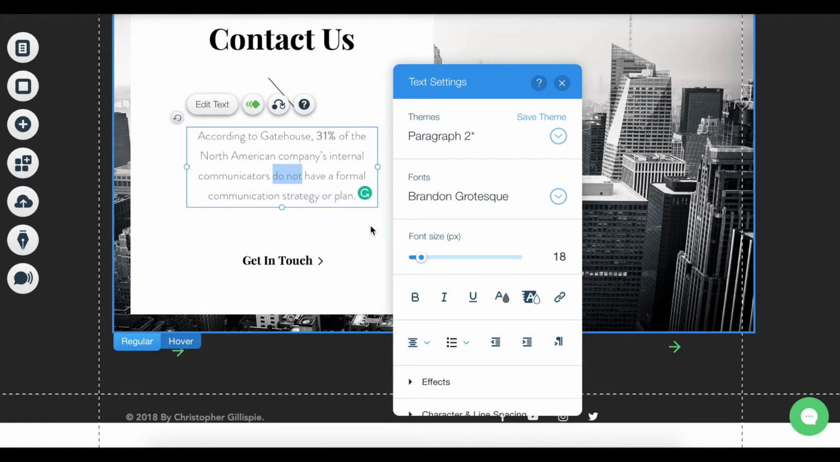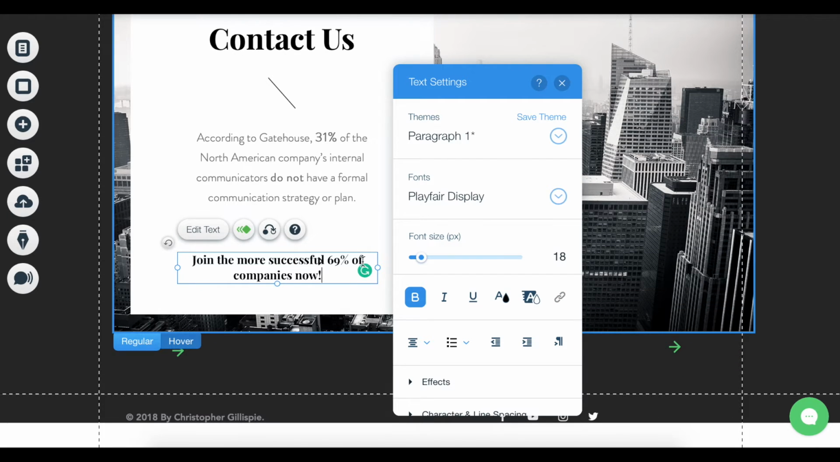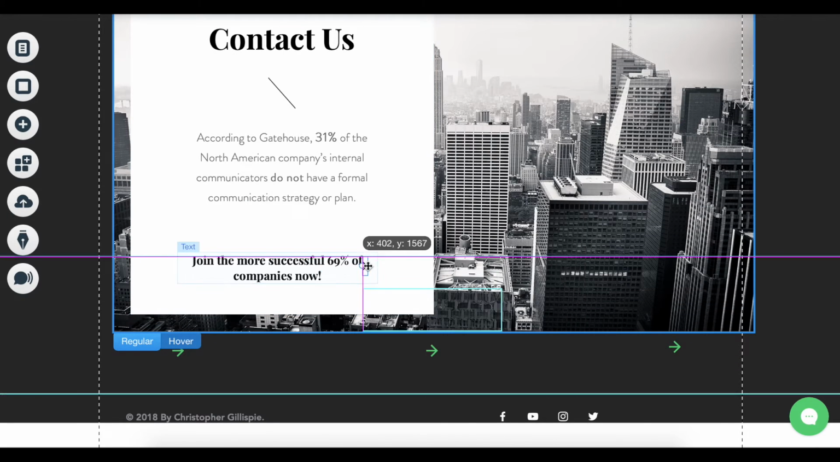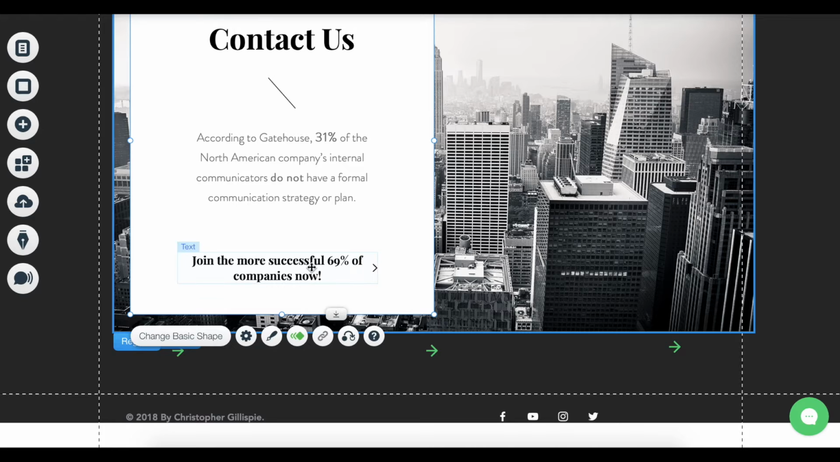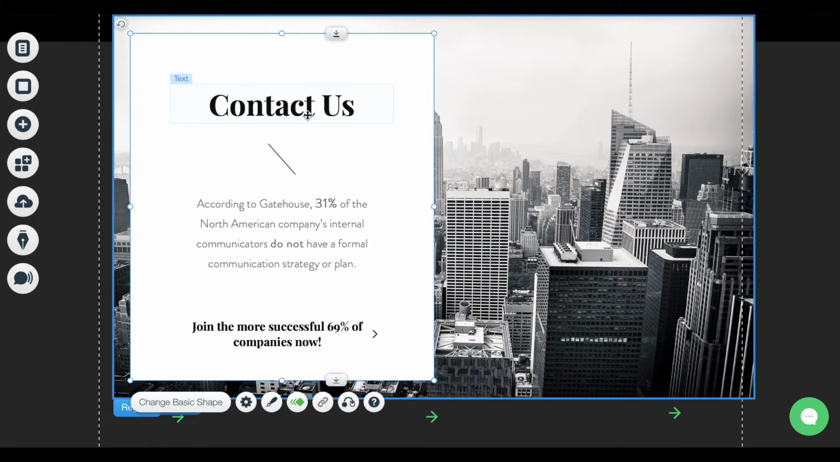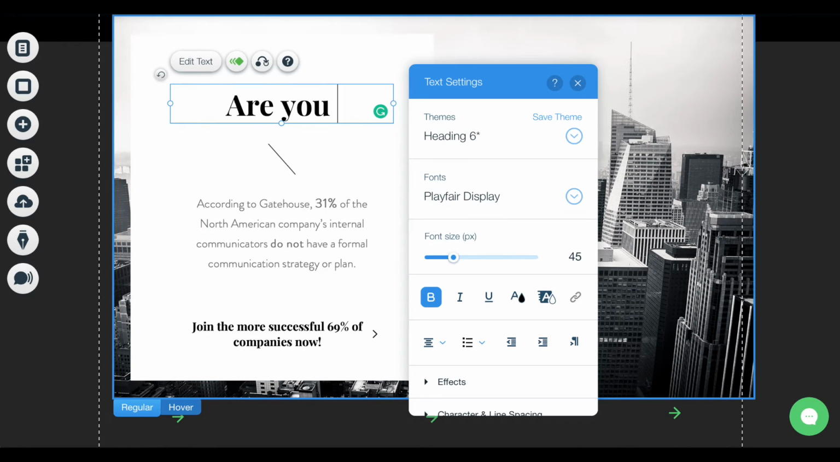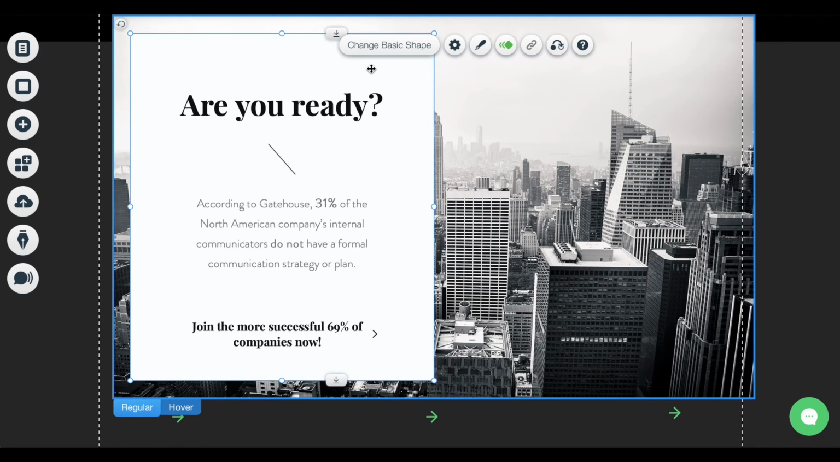Now, using the persuasion theory of reciprocity and a bit of cognitive dissonance, I'm going to offer my services by saying, join the more successful 69% of companies now. This is a clear authoritative call to action and uses the motivation to persuade the consumer. After all, who doesn't want to be successful?